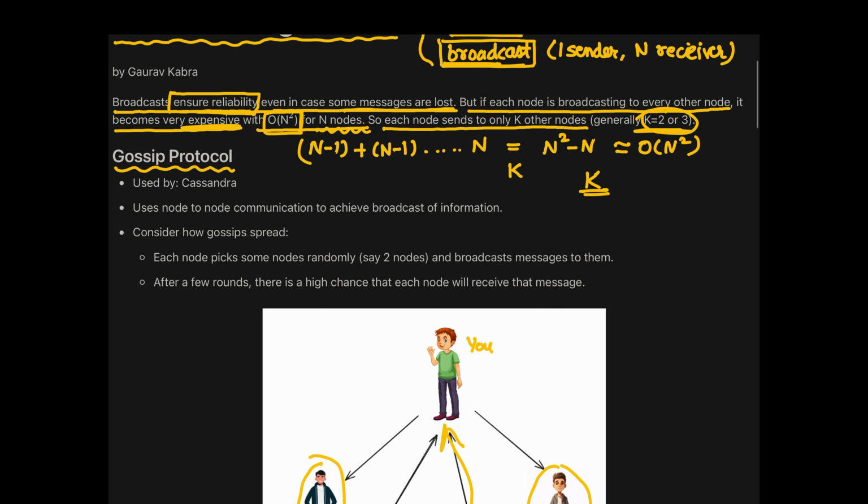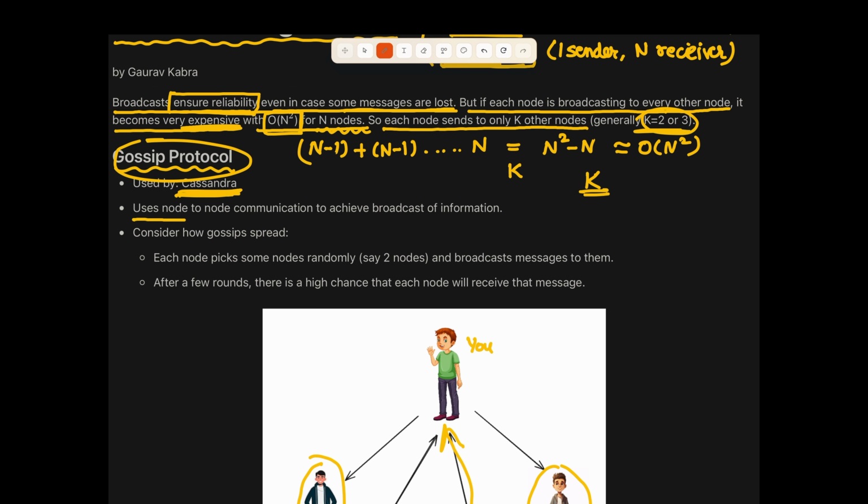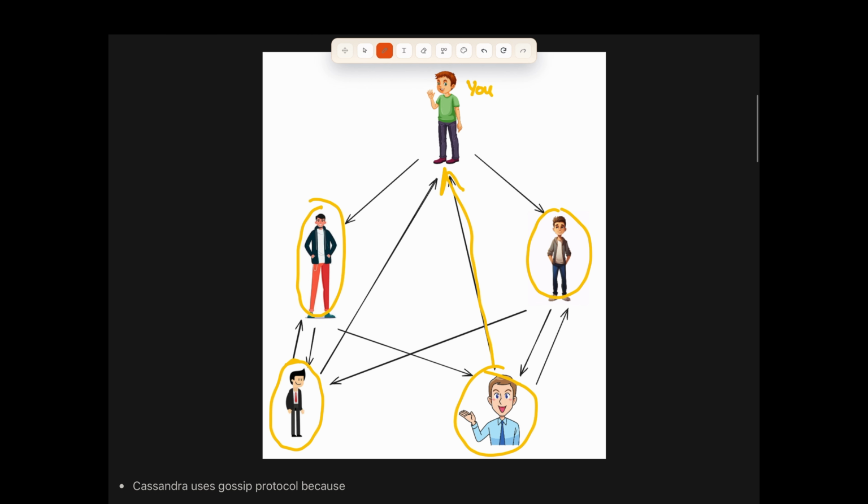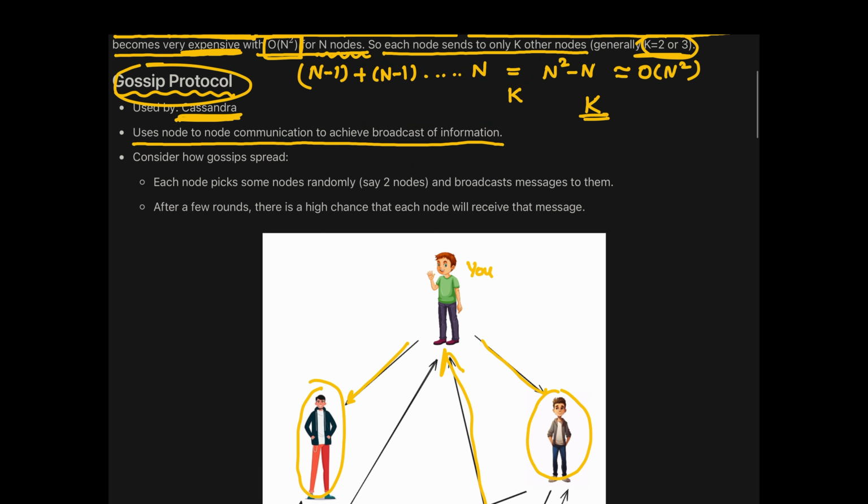This same concept has been taken in computer science and is known as the gossip protocol. It is used by the Cassandra database a lot. It uses node to node communication to achieve broadcast of information. You see, this is kind of a broadcast, right? You are sending the messages and then getting some information back. Not exactly in this diagram, it is a broadcast, but the general idea is that it is to achieve broadcast.